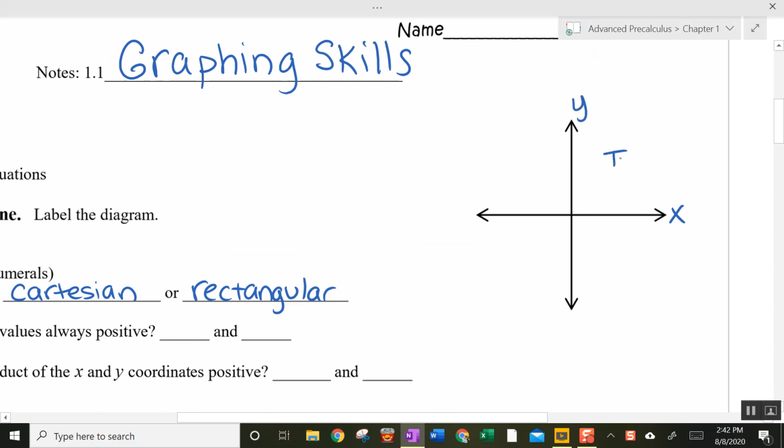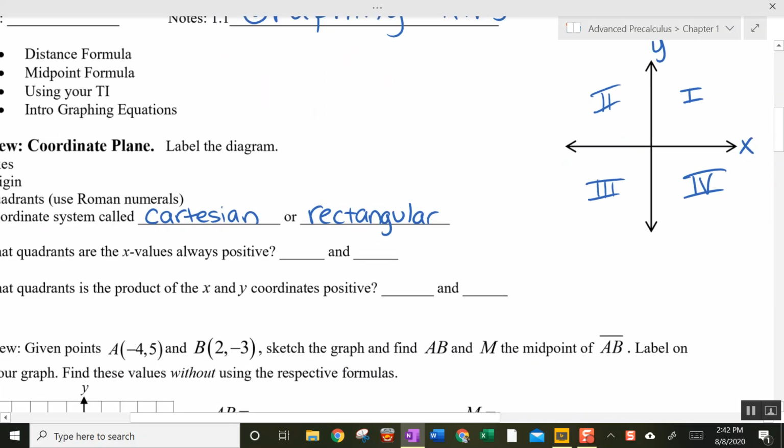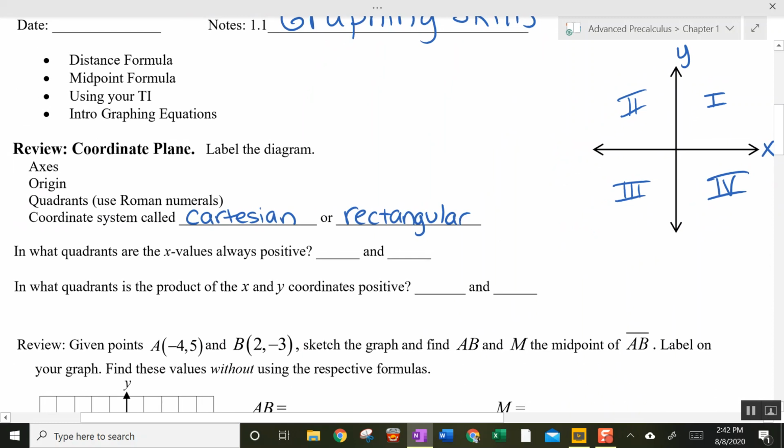First quadrant, using Roman numerals, second quadrant, third quadrant, and fourth quadrant respectively. So thinking about what quadrants are the x values always positive, clearly that would be the right half of the coordinate plane, which would be quadrant 1 and quadrant 4.